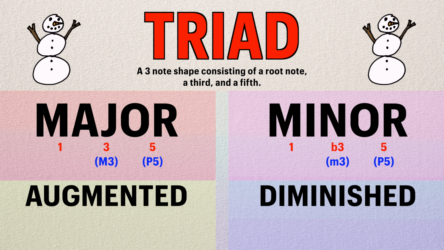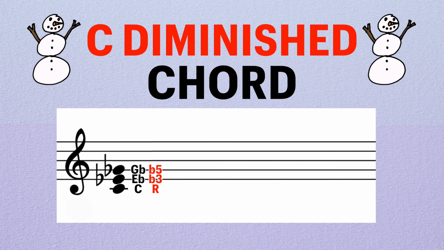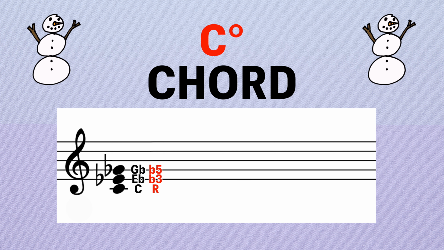The diminished chord has an additional alteration. You lower the third and the fifth degree a half step. So the C diminished chord would be C, E flat, and G flat. The fifth being lowered would be referred to as a diminished fifth in the interval world. Diminished chords have this little circular symbol at the top.